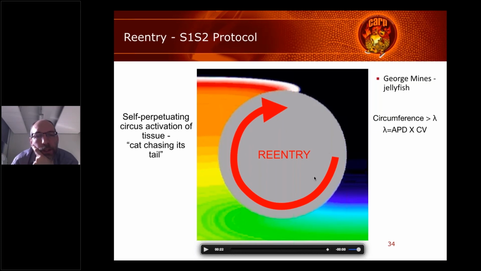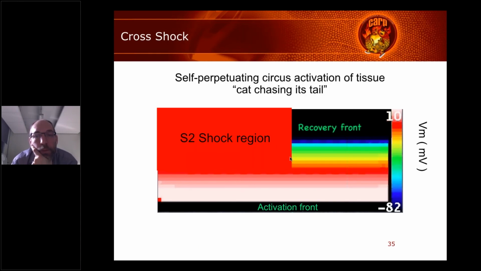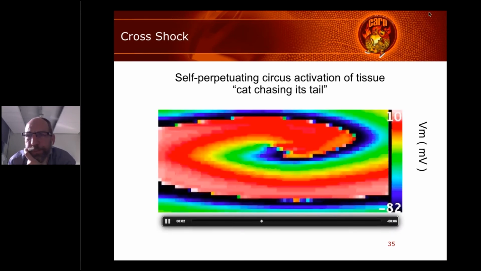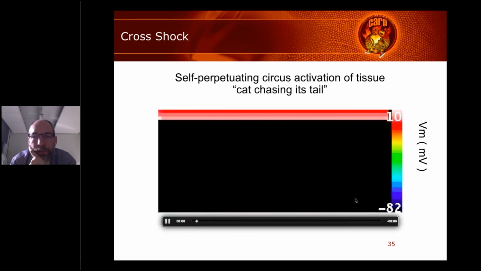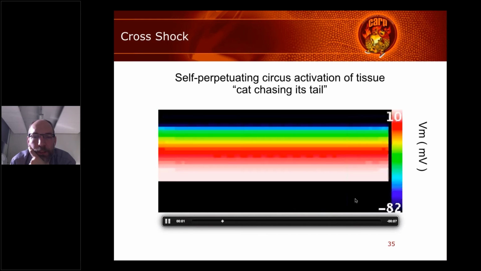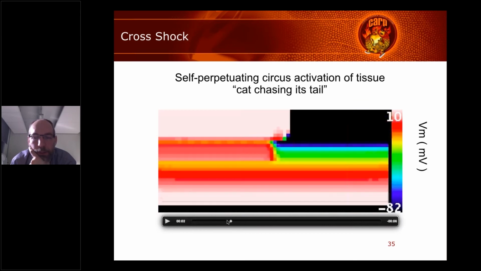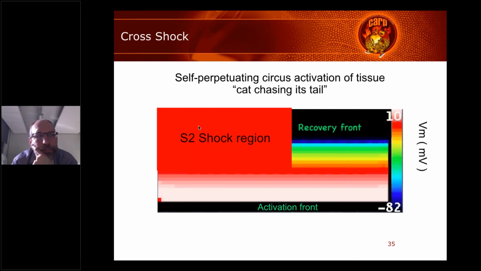So this type of reentry was shown in slices of jellyfish at one point by George Mines. He could poke them and start a wave of a mechanical contraction, and it would go around the same way. Then there's another way to start a reentry, which is by cross shock. Again, there's nothing anatomical, nothing in the middle that stops it from propagating, but we are going to apply the shock. They're much more reasonable, and that's what our classical definition of a rotor is. So if we go back here, as we go down, down, down, we give the cross shock here.